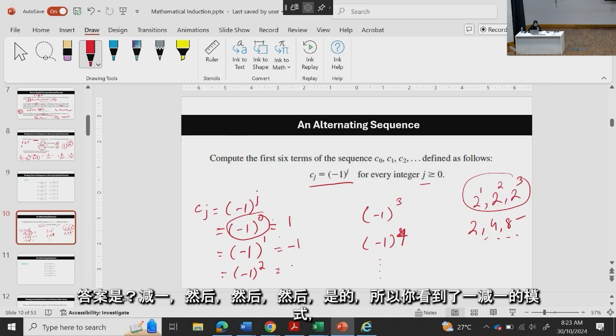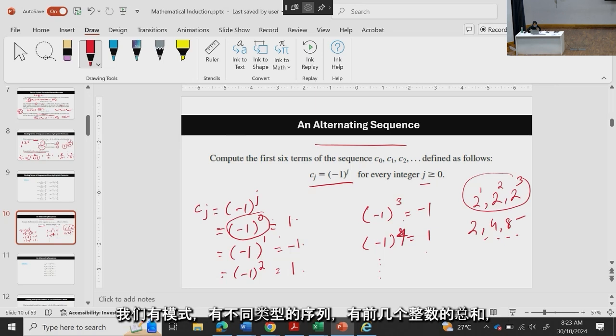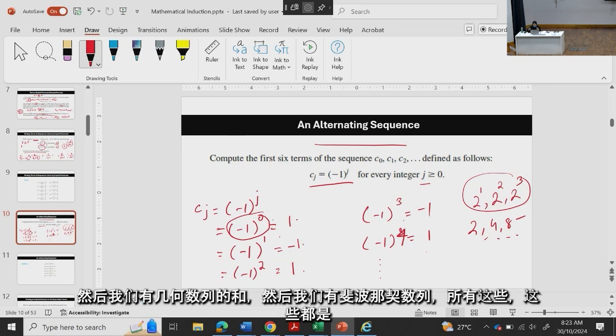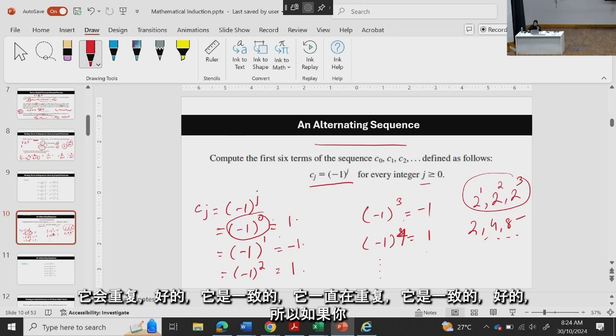-1. Then, yeah. So you see the pattern of 1, -1, 1, -1. That is why this is known as an alternating sequence. So depending on the type of pattern we have different types of sequences. We have the sum of the first few integers, then we have the sum of a geometric sequence, then we have the Fibonacci series. All these are sequences already established. They have their own general formulas, because the pattern in the terms repeats. Okay, it consistently repeats.